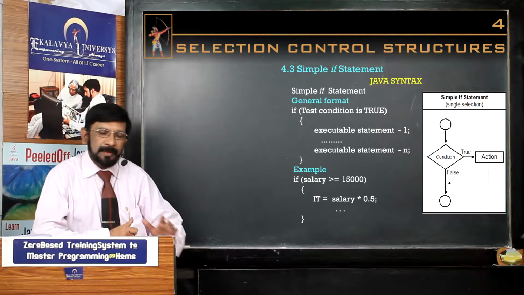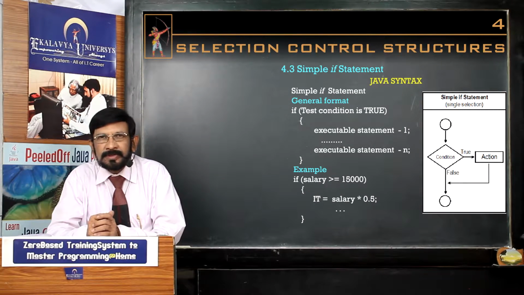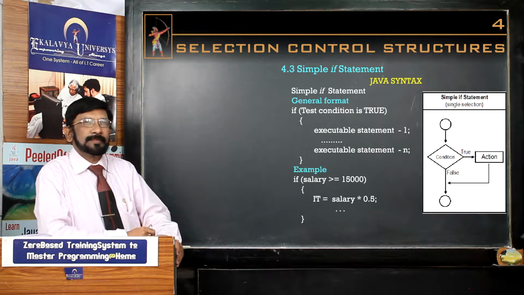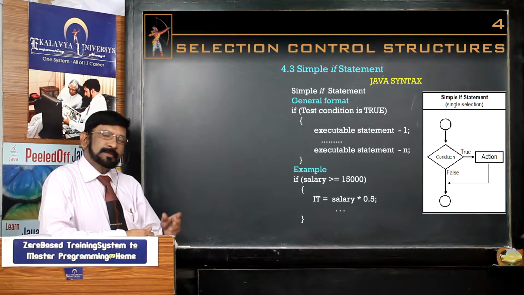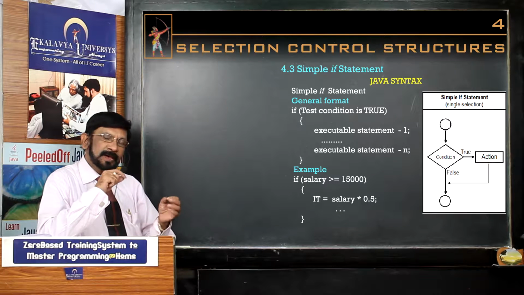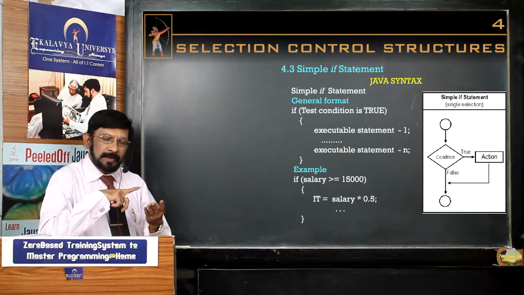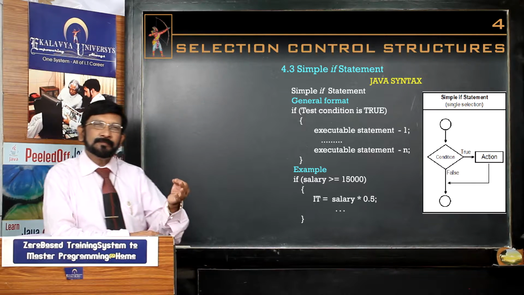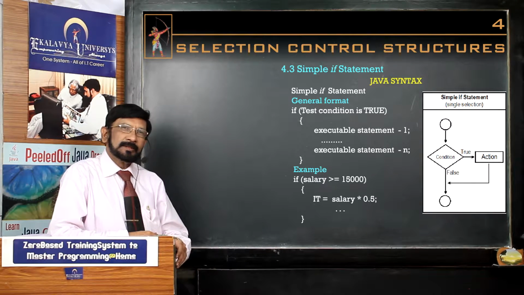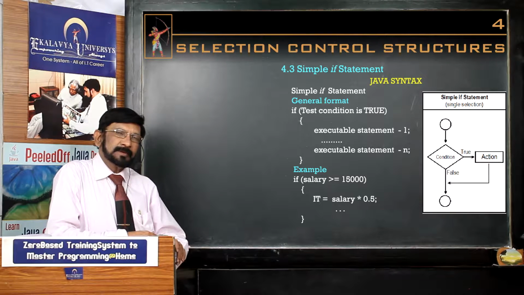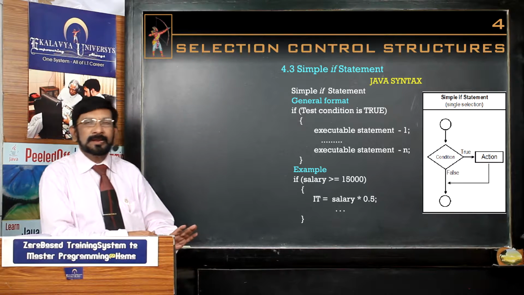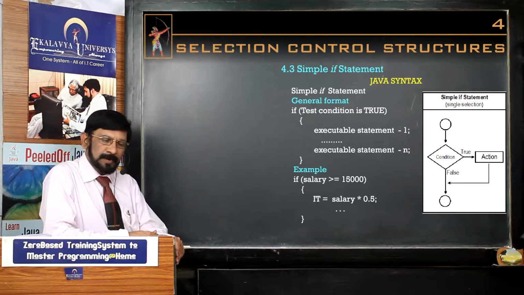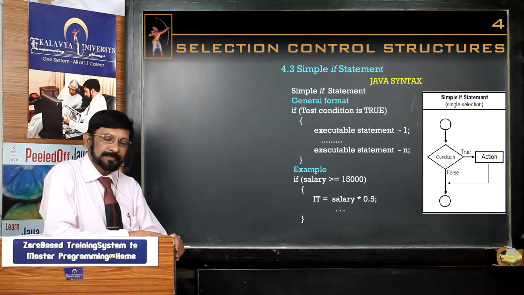Hello friends. Now let us take up concept number 4.3, the simple if statement. In the previous concept I explained that if has some variants. The first one is simple if, the second one is if and else, the third one is nesting of if else, and the fourth one is else if. Now let us focus on them one by one to know their functionalities.